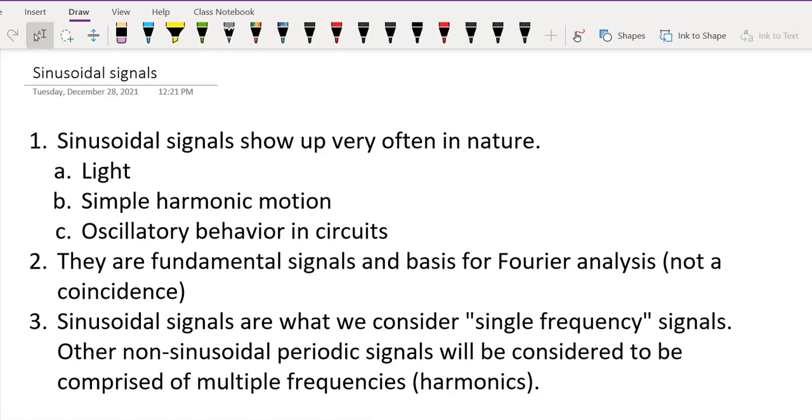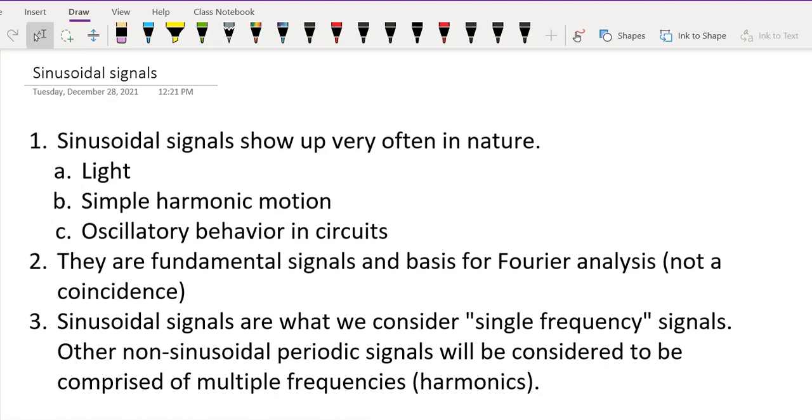Let's talk about sinusoidal signals. Sinusoidal signals show up very often in nature. For example, if you look at a single frequency light wave and plot the electromagnetic field strength versus time, the signal will be a sinusoidal signal.